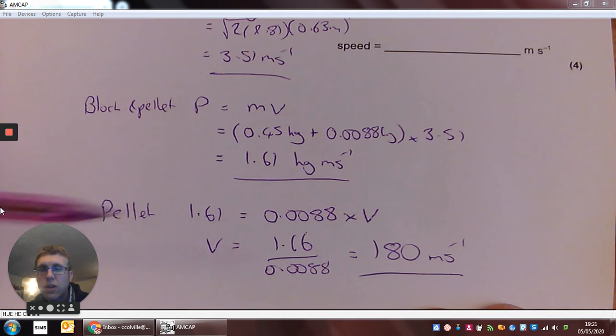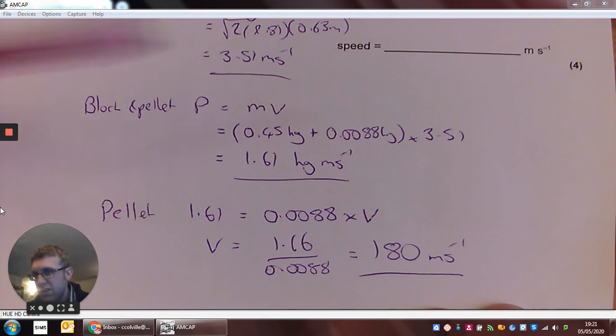Now, this is quite a tricky question because actually it's bringing together lots of different ideas and going through step after step after step, but it's there as a thing.